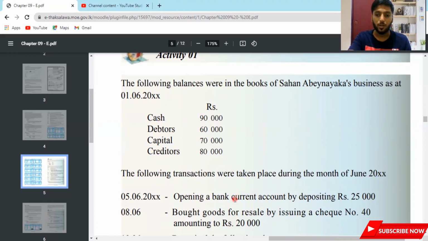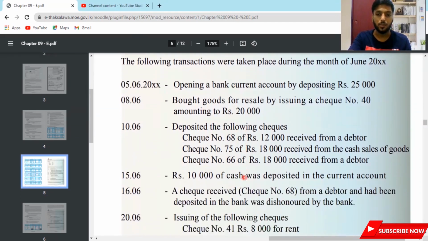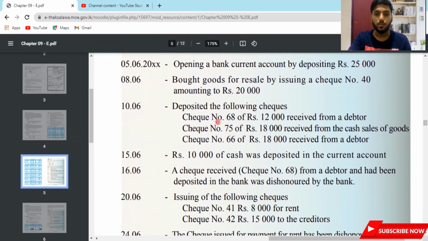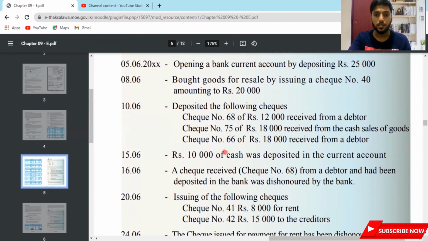Opening a bank current account by depositing rupees 25,000. Bought goods for resale by issuing check number 40 amounting to rupees 20,000. On 10/6 deposited the following checks: check number 68 of rupees 12,000 received from a debtor, check number 75 of 18,000 received from cash sales of goods, and check number 66 of rupees 18,000 received from a debtor.